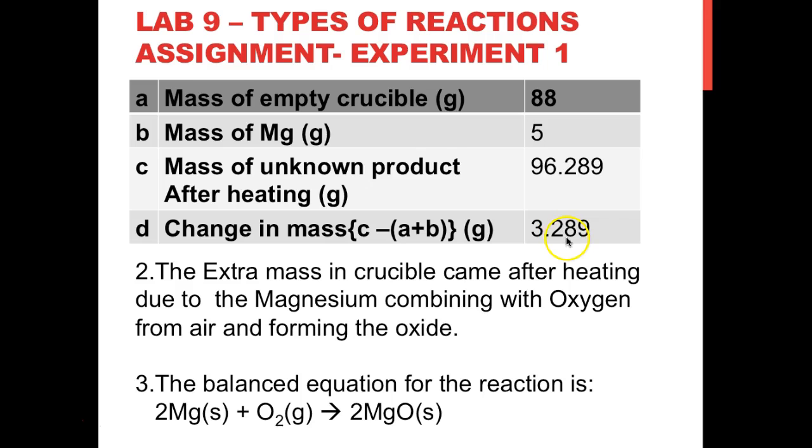Okay. Why do I say that? Because this is the mass of the magnesium. This is the mass of the magnesium oxide. If you subtract one from the other, you get the mass of oxygen. So the mass of oxygen formed is 3.289 grams. Okay. The balanced equation for this reaction is 2 moles of Mg, 1 mole of oxygen, giving you 2 moles of MgO.